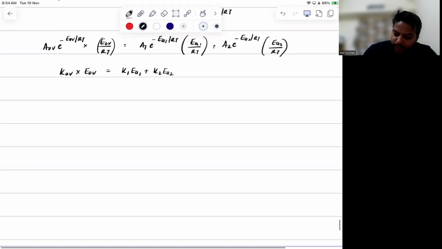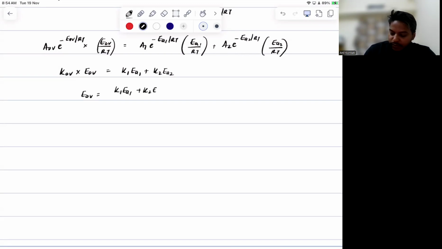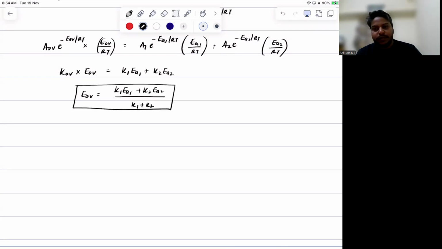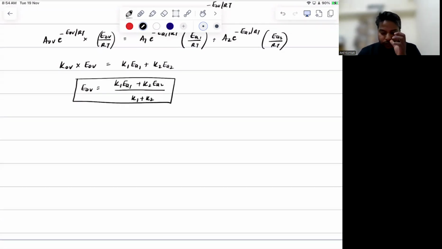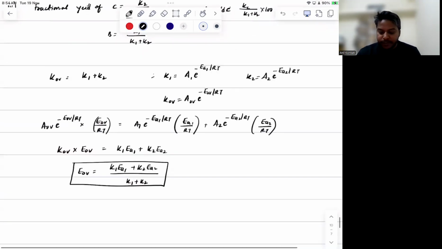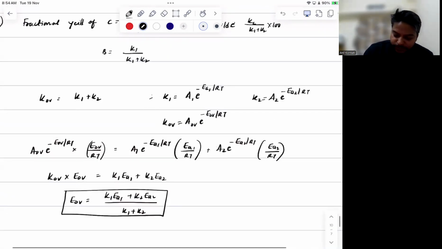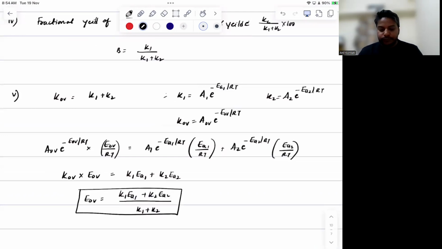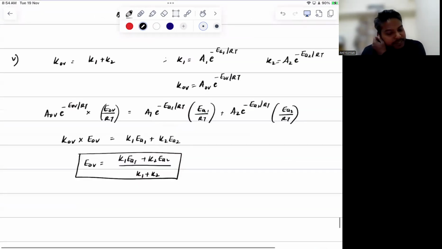So now from here I can write E overall is equal to K1 EA1 plus K2 EA2, divided by k overall. And k overall is how much? K1 plus K2. So I hope you now understood how to figure out the overall activation energy. So this is the overall activation energy, everybody. Please go through it once. If anyone has any doubt here, please let me know.